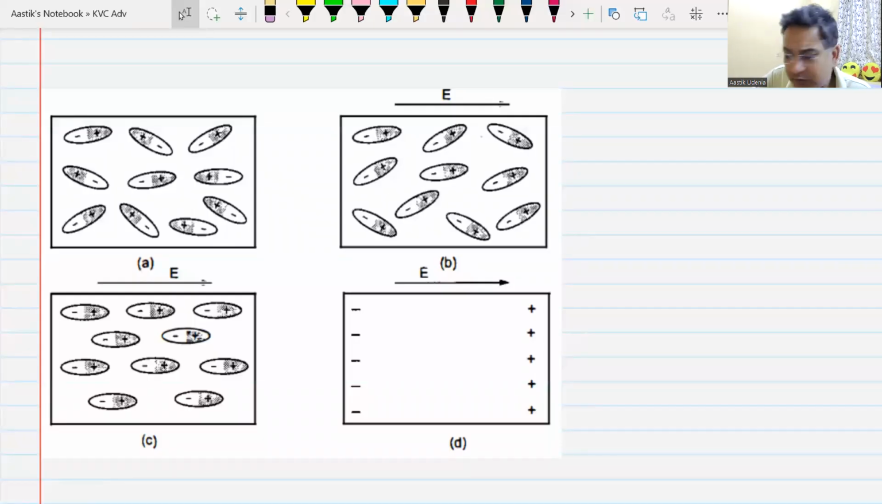So basically, this is what we are trying to explain. In the absence of an electric field, all the dipole moments are randomly oriented. Do you see this diagram number A?